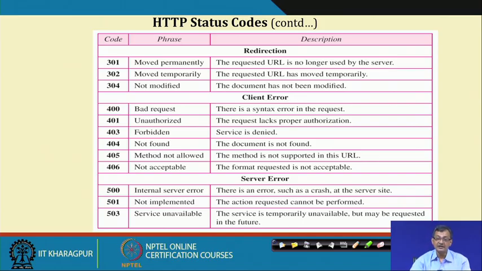4XX is the client error, whatever the client side error: bad request, unauthorized request, forbidden, not found, method not allowed, not acceptable. These are the set of requests which are client errors. Whereas server errors are in the 5XX series: internal server error, not implemented, service unavailable. So these are all server side errors. So there are client side errors and server side errors.